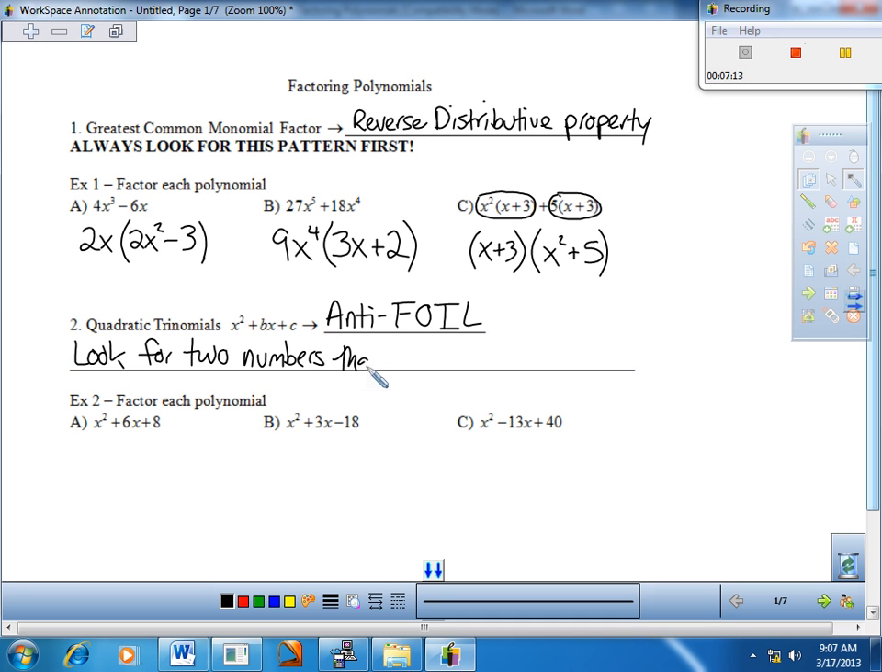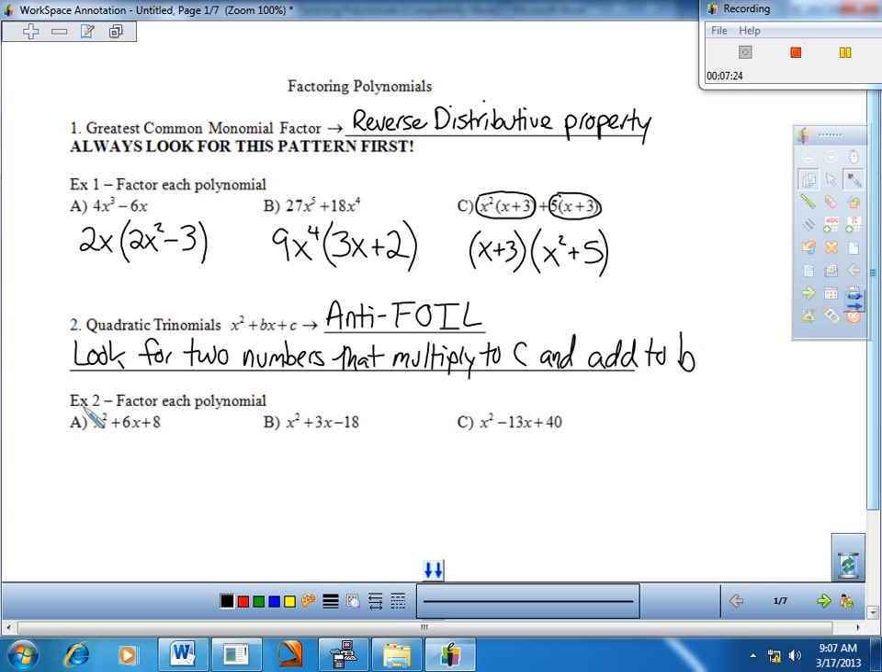that multiply to C and add to B. Again, I know you've kind of done this before. Should be just a quick review, and then we'll go ahead and do the harder quadratic trinomials in just a minute. But that's the piece we'll be looking for, two numbers that multiply to C and add to B. And so I'll show you what this looks like as we go through.